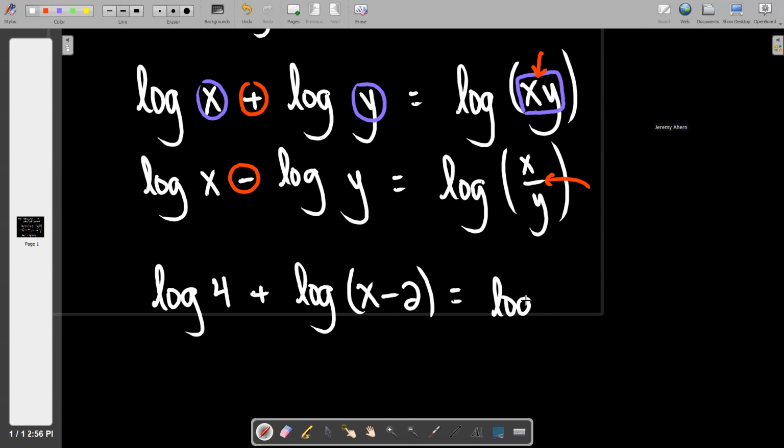Could you clean that up for me a little bit? I was really hoping you would just say log of 4x minus 8, like that. So let's talk about how that came to exist.